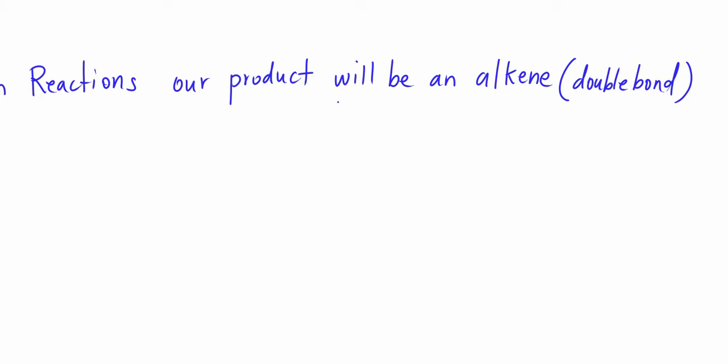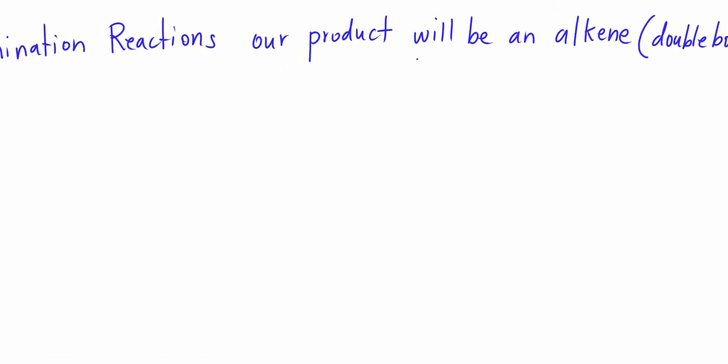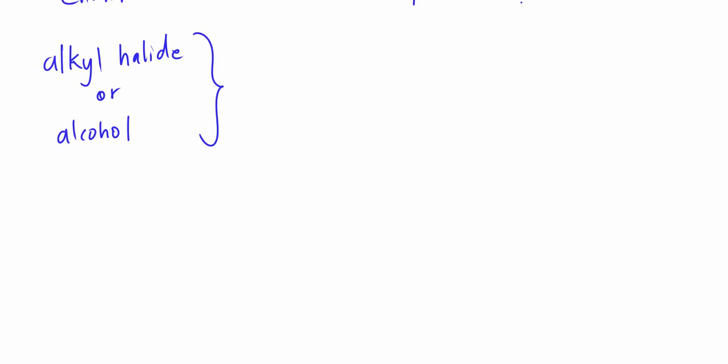Now, if our product is always going to contain a double bond from an elimination reaction, in general, we start with an alkyl halide, or an alcohol. And from there, we eliminate two specific atoms in a molecule and we get an alkene product.